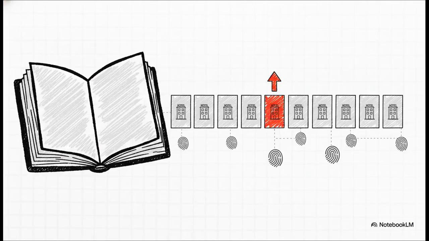So the first crack at this was an idea called one-hot encoding, and it was pretty straightforward. Imagine you have this gigantic light switch panel, okay? With one switch for every single word in the English language. To represent the word hotel, you just find that switch, you flip it to on, and you leave all the millions of other switches off. Simple, right? Well, there's a huge flaw.